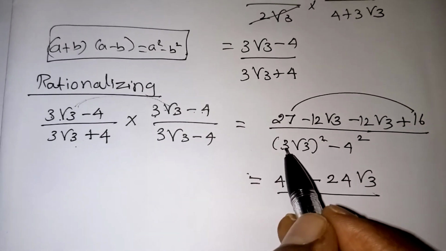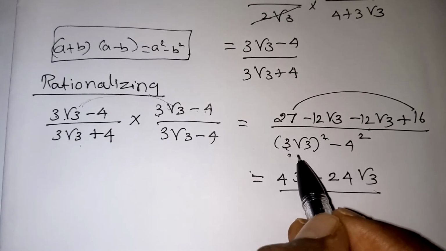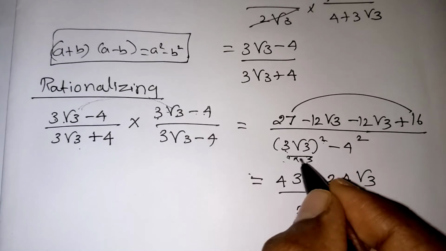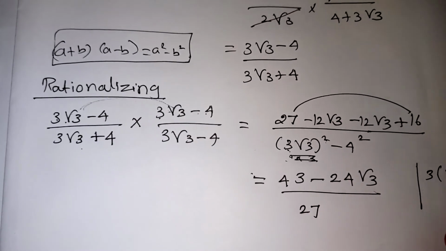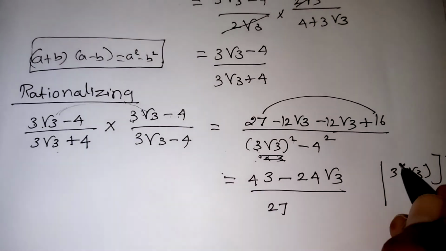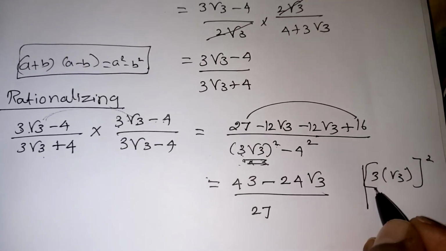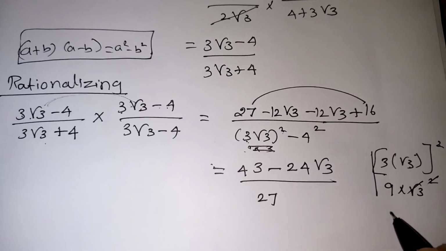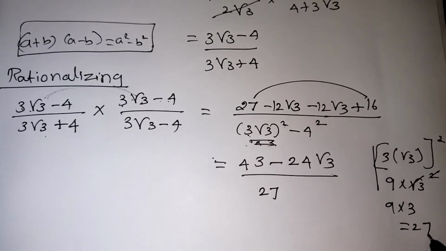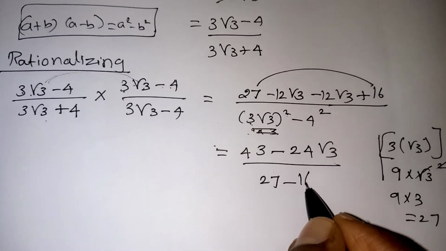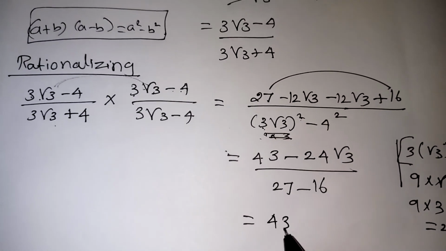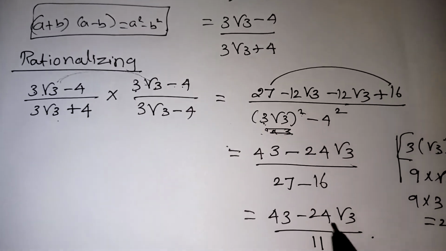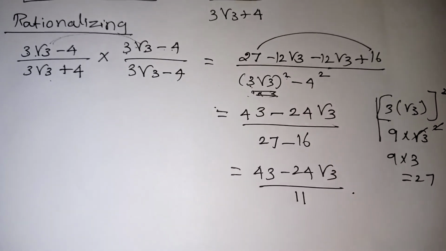When you are squaring this 3 it will become 9. This is root 3 square will give you 3. So 9 3s are 27. 3 root 3 square means first we need to square this 3. 3 3s are 9. Then root 3 also we have to go for the square. Square and square root will get cancelled. So 9 3s are 27. Likewise only we are getting this. Minus 16. So here 43 minus 24 root 3 by here 11. 27 minus 16 is 11. That is your correct answer for this problem.